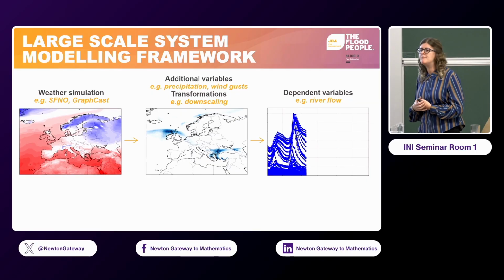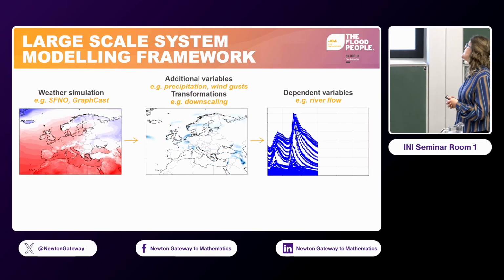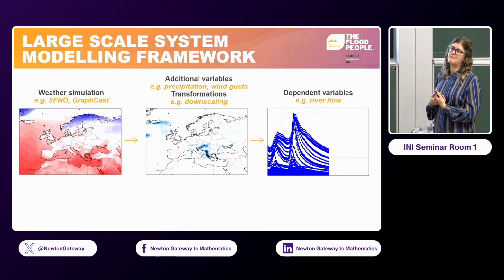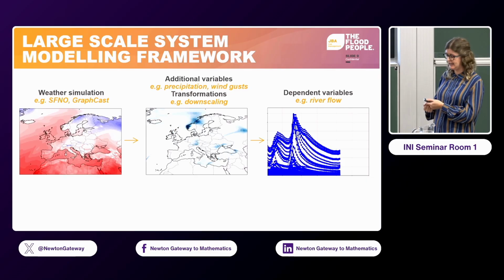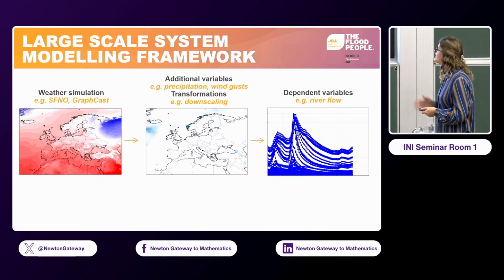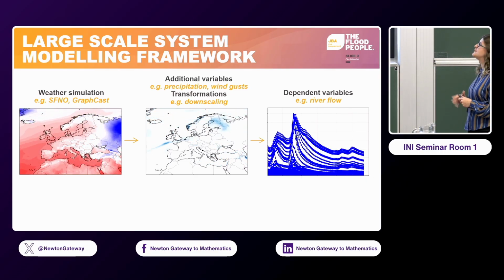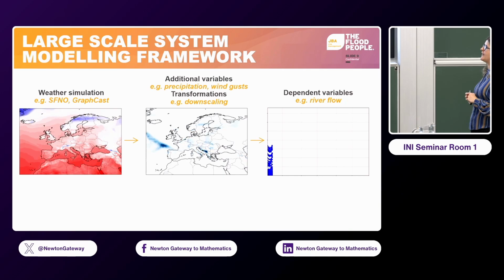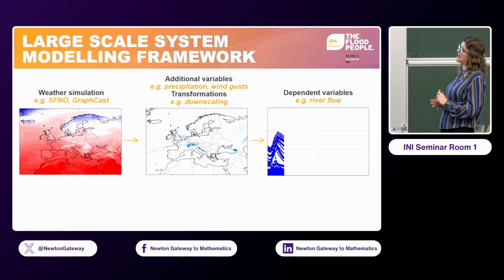And then we've got that dependent process that we saw before, where we take those weather variables and we look at what's happening in the river network. So we've got that framework now that could use AI modelling rather than a statistical extrapolation.